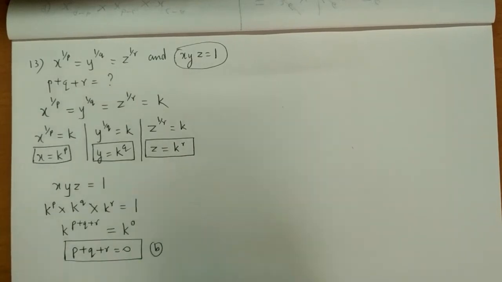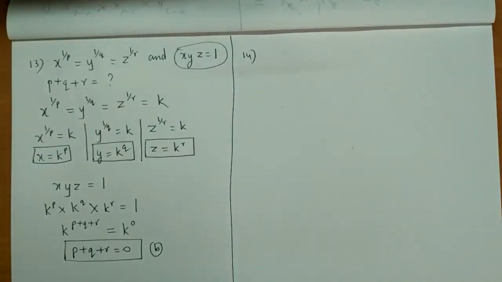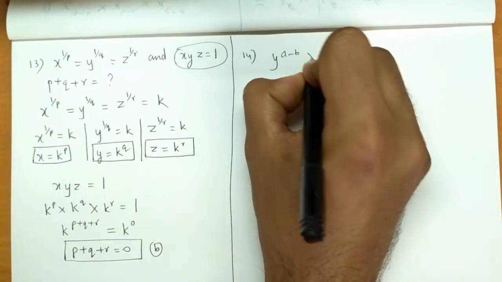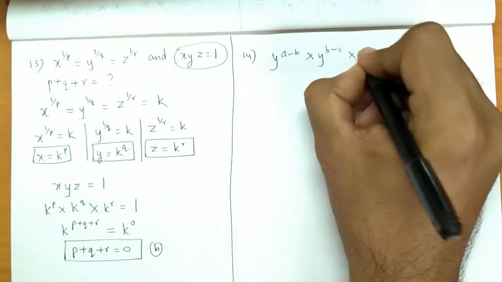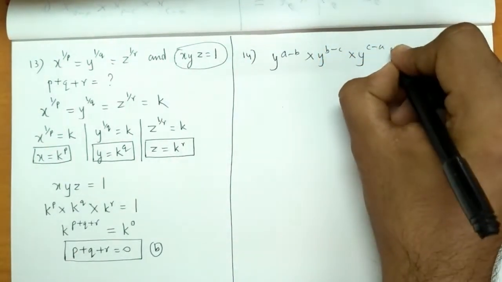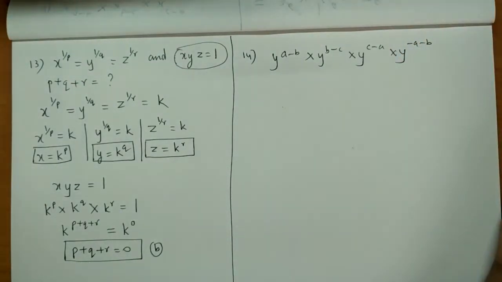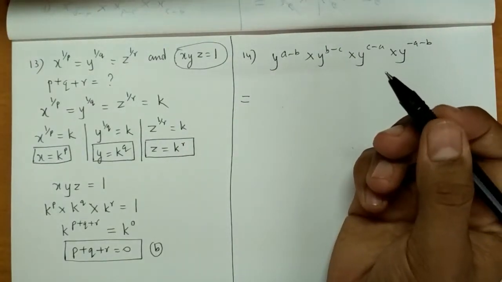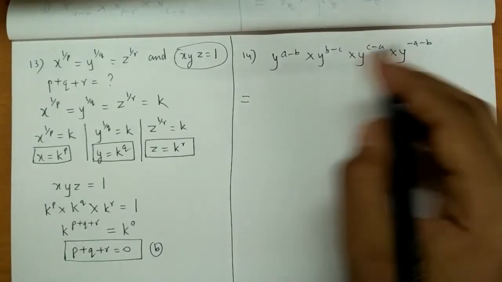B. Okay, बढ़ते हैं question number 14 पे. Now question 14 is what is the value of y raised to a minus b into y raised to b minus c into y raised to c minus a into y raised to minus a minus b. Now again we use the law of indices. A raised to m into a raised to n is a raised to m plus n. So basically ये सारे powers हम add कर देंगे.